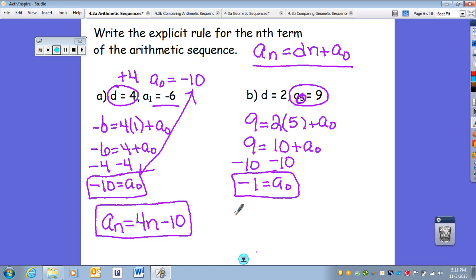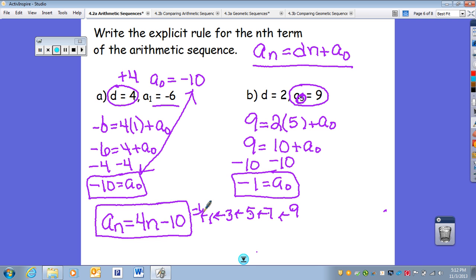Or you could also say, if 9 is my fifth term, and I'm going to keep adding 2 each time to write my sequence, I could back up and subtract 2 each time. So 9 minus 2 is 7. Backing up again, 7 minus 2 is 5. Backing up again and subtracting 2, I get 3. Backing up again, I subtract 2, I get 1. And so if this is the 5, 4, 3, 2, I'm on the first term, I need to back up one more time to get my a sub 0, which is negative 1.